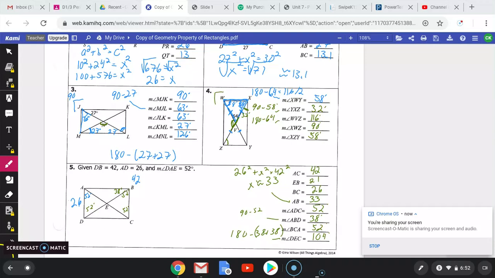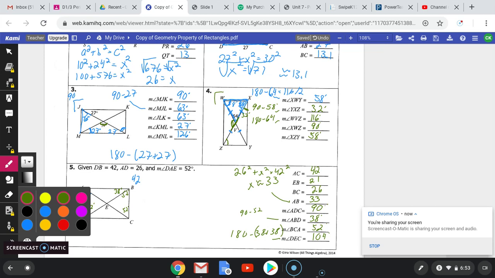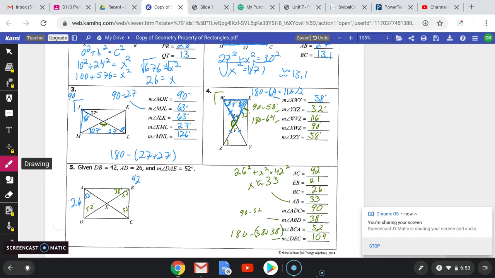Measure of angle ADC is 52 because, oh, I'm sorry. Wow, I'm an idiot. ADC is not 52. ADC is 90 degrees because it's the corner. That's a property there. Measure of angle ABD is 38 because it's 90 minus 52.